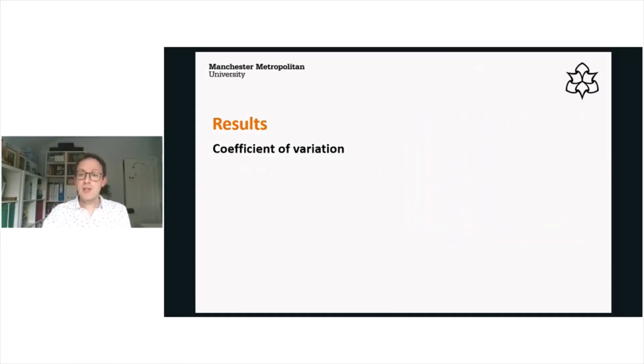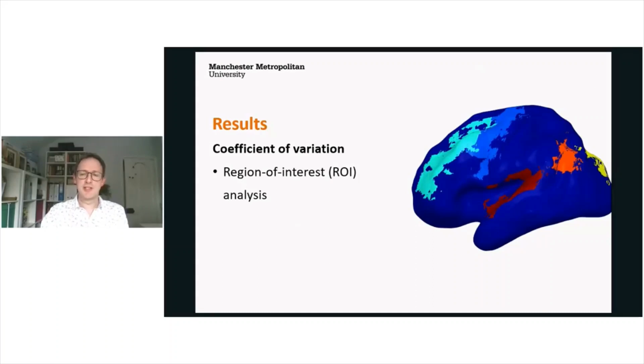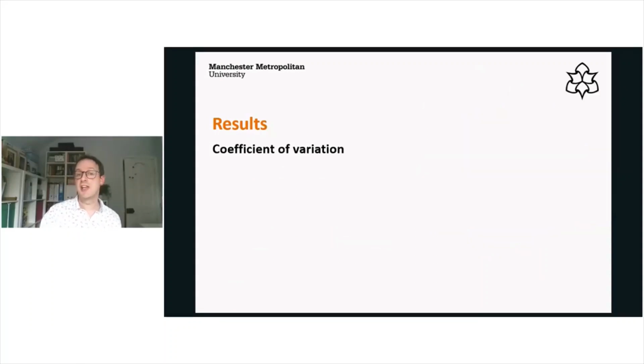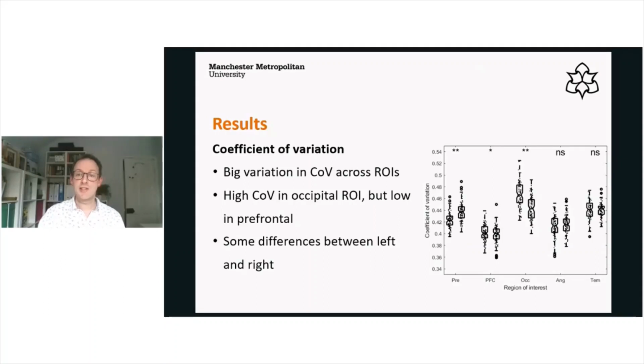Okay. Now, just to make things a little bit simpler, because that's a complex image, we can look at regions of interest. If we take some commonly stimulated regions of interest, there's a middle frontal gyrus here, a precentral gyrus, angular gyrus, the superior occipital gyrus, and superior temporal gyrus. These are brain areas that contain interesting functional areas, and so are commonly used in brain stimulation experiments. Looking at the coefficient of variation of these regions, there's some variance across those areas.